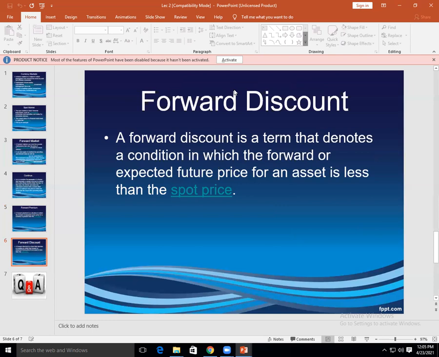A forward discount is a term that denotes a condition in which the forward or expected future price of an asset is less than the spot price.